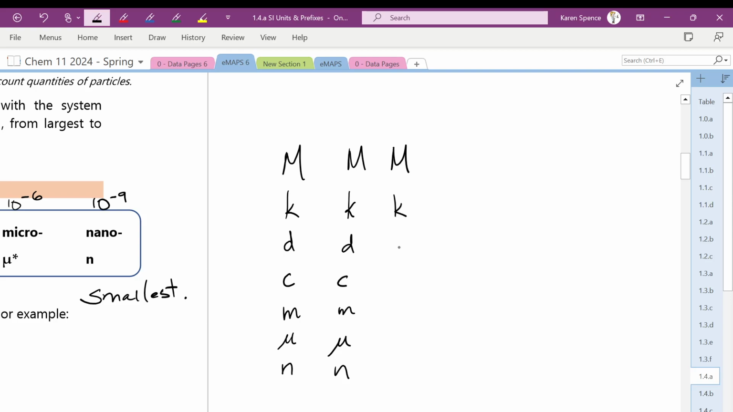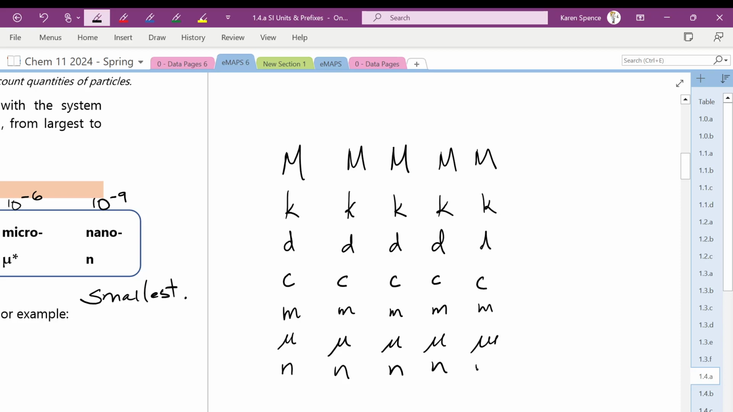Mega, kilo, deci, centi, milli, micro, nano. Whoops, that micro went weird. Mega, kilo, deci, centi, milli, micro, nano.